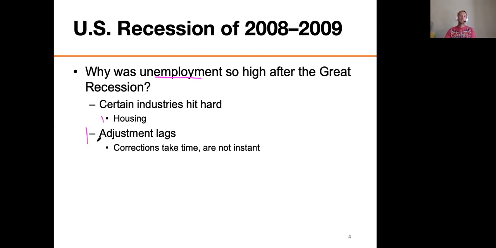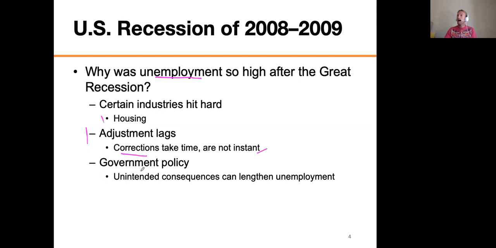There are also adjustment lags. What do I mean by adjustment lags? I mean that corrections by the federal government or the Federal Reserve Bank take time, and they're not instant. You see that our current federal government is trying to prod the economy by sending out stimulus checks. Even though these have come out fairly rapidly, it still takes some time for the money to trickle through the economy.